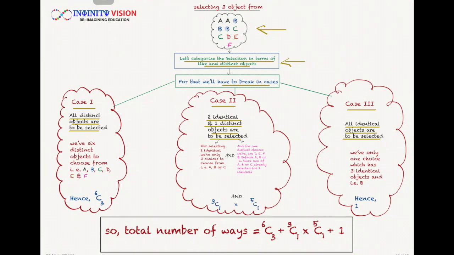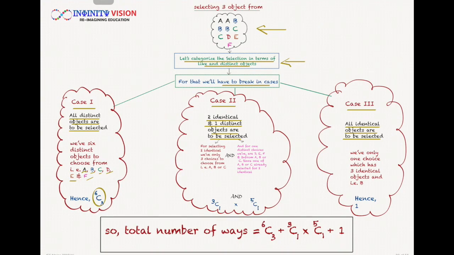Now, as we can see, you have only 6 varieties: A, B, C, D, E, and F. Now from 6 varieties, I have to choose 3, 1 from each. So the answer is very direct. It's going to be 6C3.